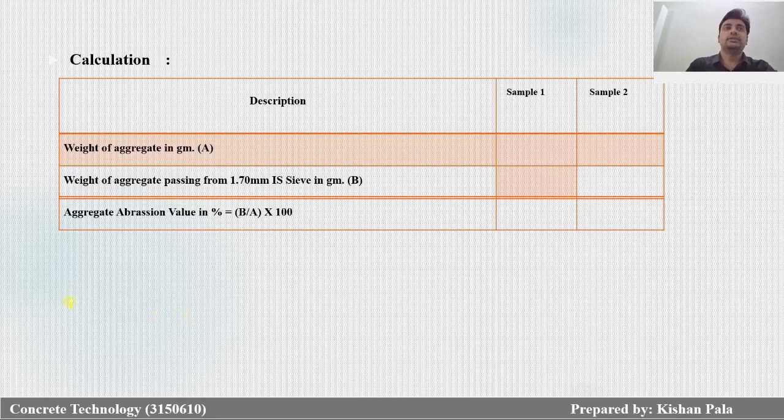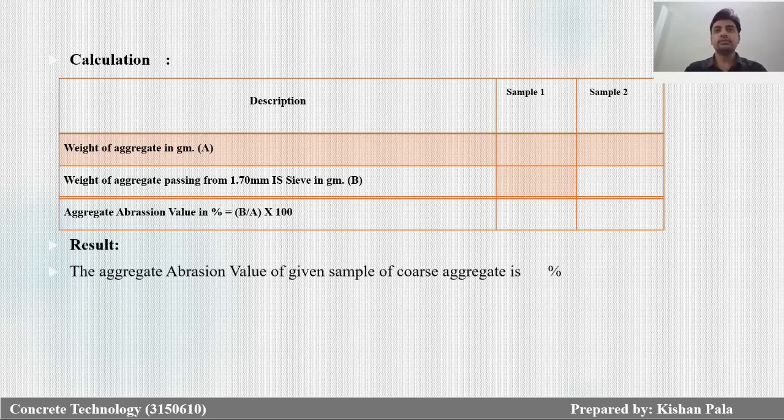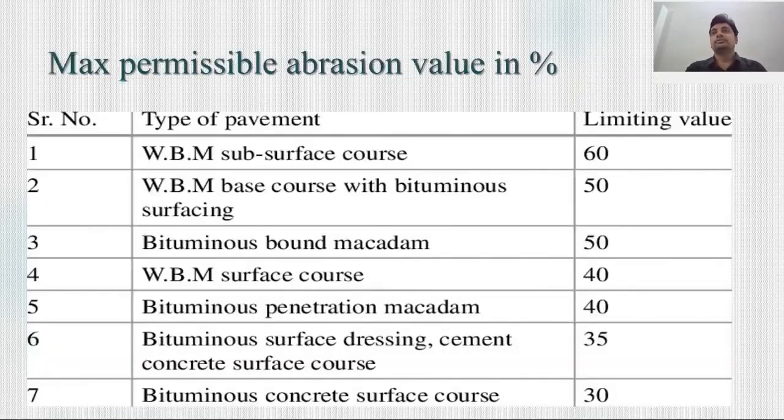Calculation: weight of aggregate A, weight of aggregate passing through the 1.7 mm IS sieve B, and aggregate abrasion value in percentage equals B by A multiplied by 100. Result, you will get the value in percentage. Maximum permissible abrasion value in percentage.